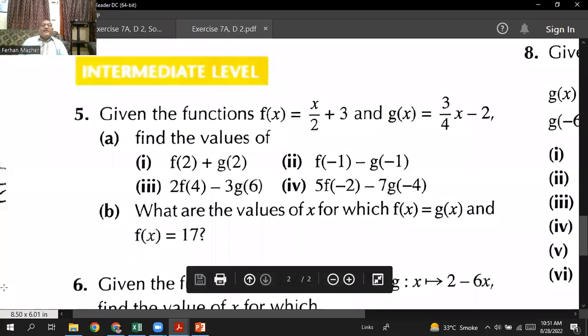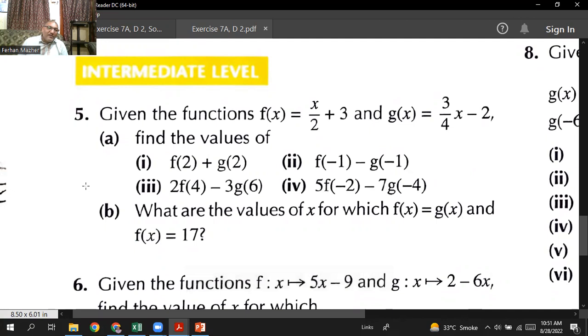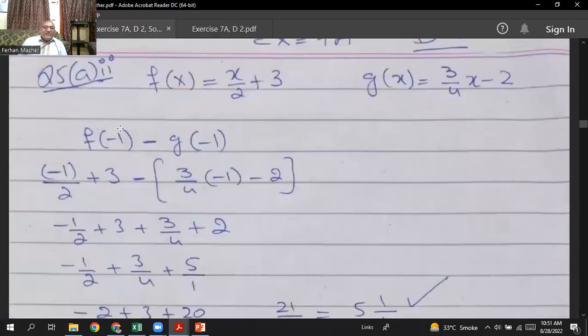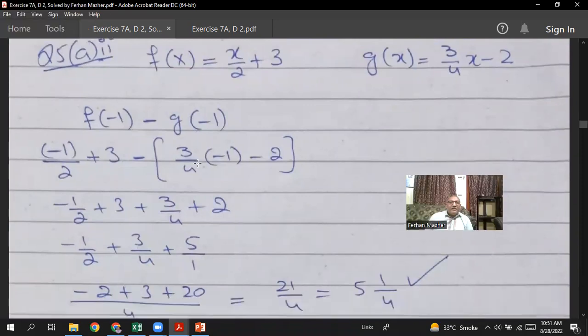Okay, the next part is f of minus 1 and minus g of minus 1. That's the second part. So it is f of minus 1 and minus g of minus 1. Because of this negative sign, I will put square brackets around this g of minus 1.